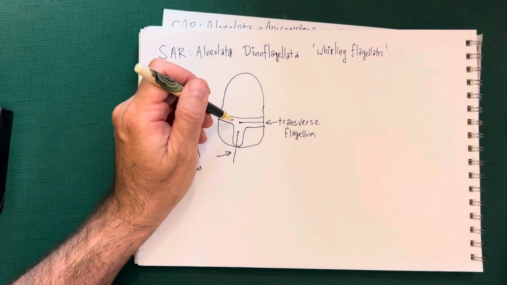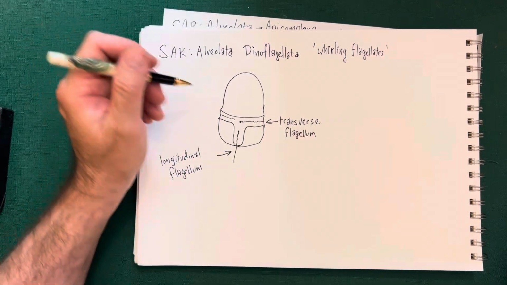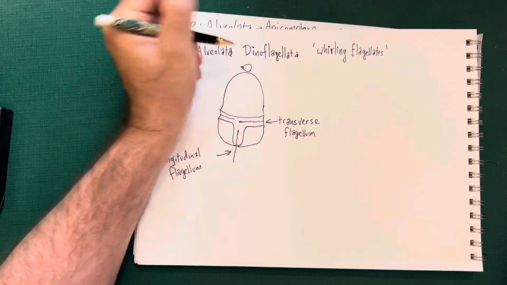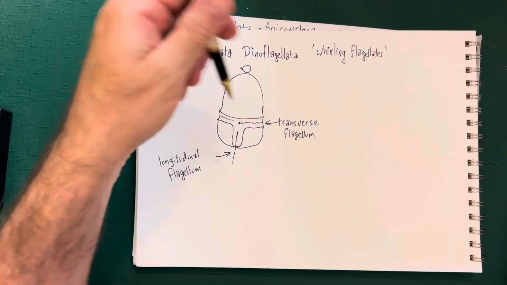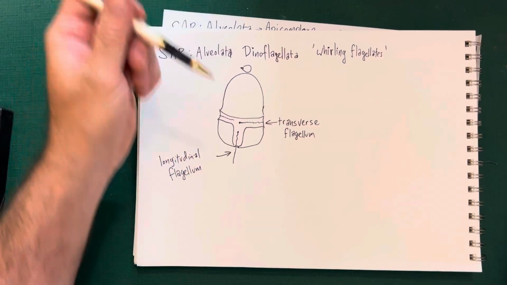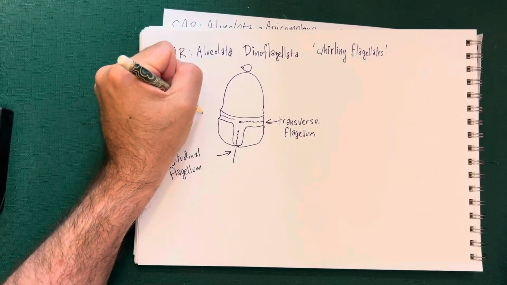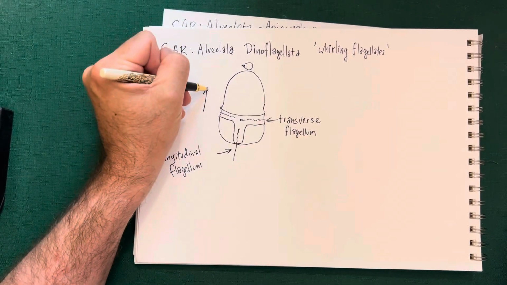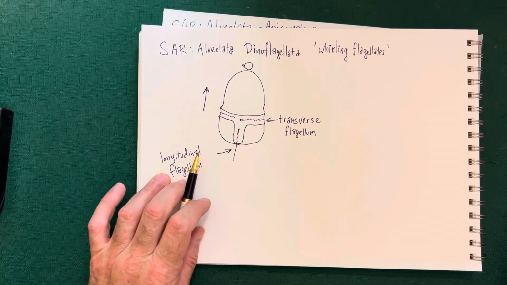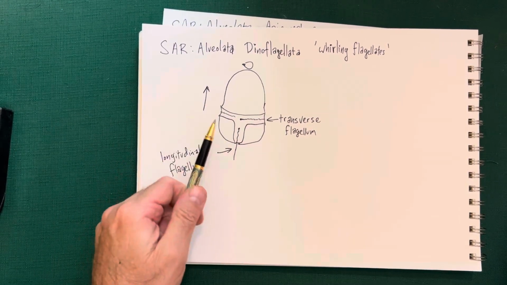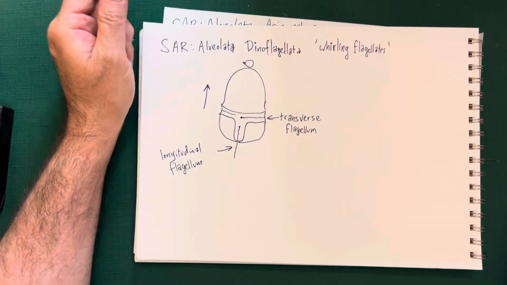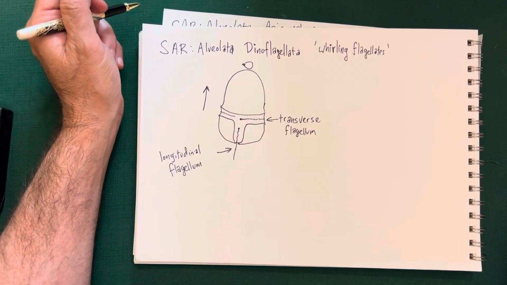So because you've got this transverse flagellum that's flapping around, it's going to, in effect, spin the organism as it swims. The longitudinal flagellum is going to push it in this direction. So when you look at them under the microscope, you'll see them kind of swimming along. And as they're swimming along, they're kind of whirling around as well. So that's how we get the name dinoflagellates.